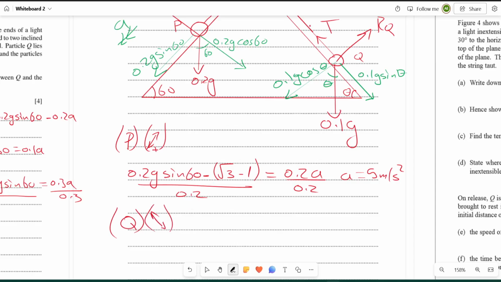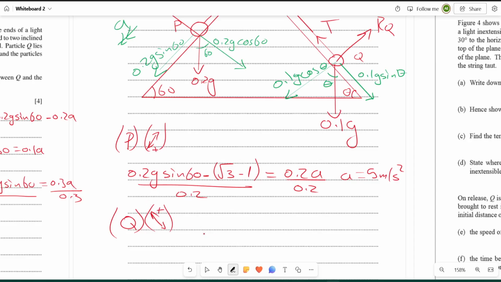No longer do I need to resolve in this direction. I know straight away when I resolve, I'm going to have RQ equals 0.1 g cos theta, but I'm not going to need it because the play is all here, and I don't have the friction, which includes the R. The friction is the thing that includes the R, that's why I would need it. However, if you feel like this is complicated for you, feel free to resolve in both directions. However, it's not really needed here.